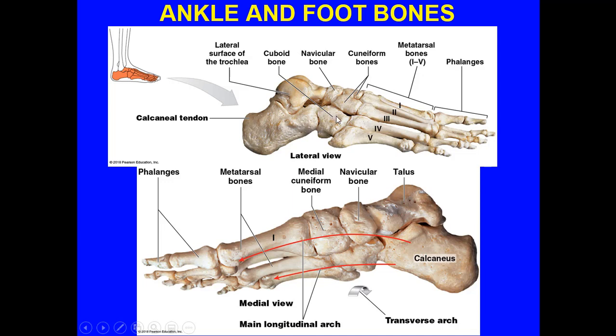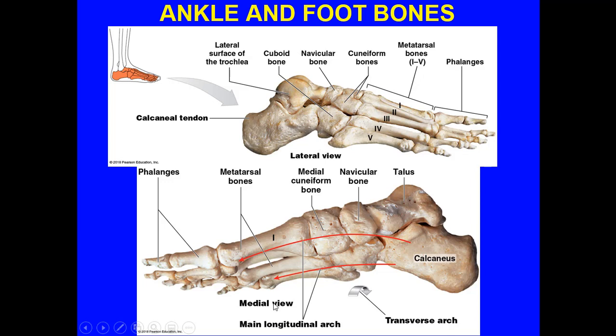You've got the cuboid bone, navicular bone, and then the cuneiform bones. And then we go 1 through 5. And you can see how this is sort of on the lateral view. You can kind of hint that there's some sort of an arching here.